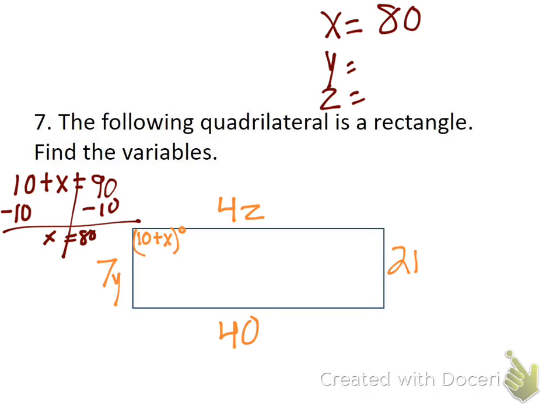Now, in a rectangle, what do I know about opposite sides? They're congruent. So what does 7y equal? 21. Good. What do I do to solve for y? Divide by 7 on both sides. Perfect. So y equals 3.